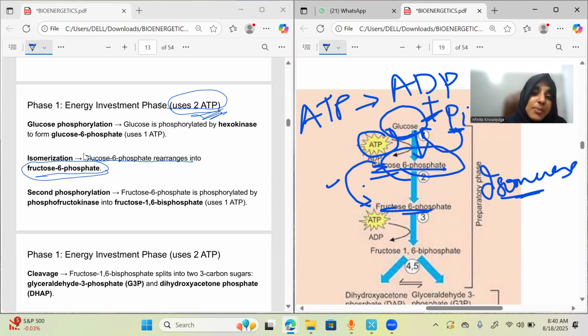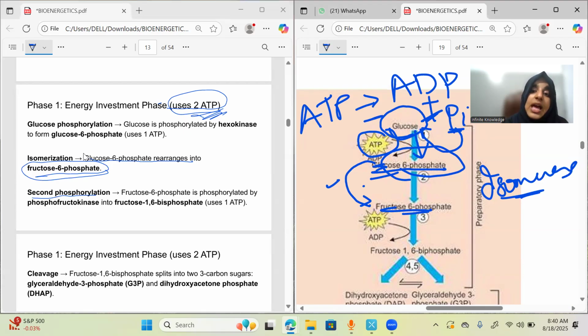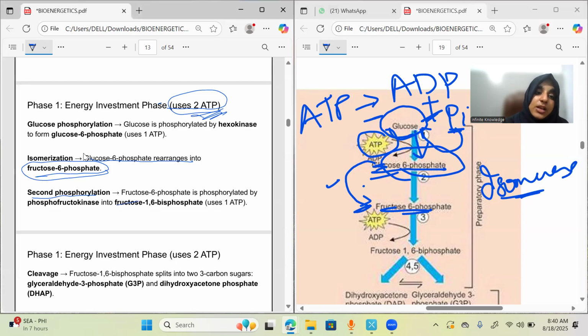After that, in step number 3, the second phosphorylation occurs. The first phosphorylation occurs with glucose, and the second phosphorylation occurs with fructose. Over here, fructose is being converted into fructose 1,6 bisphosphate. What do you mean by bis? Bis means that two phosphates are attached, one at position 1 of the carbon and one at position number 6.